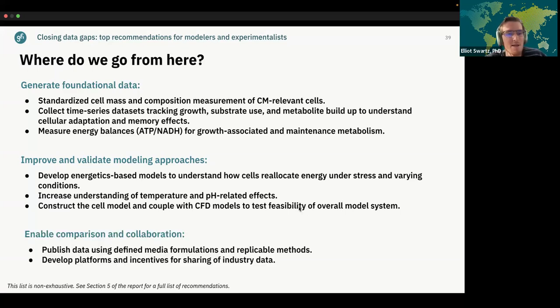Now, enabling comparison between data sets is going to be important. So as we mentioned, using defined media formulations is going to be pretty important. That can get rid of a lot of the noise of serum effects and other effects. We also need replicable methods across labs, especially when we're taking measurements that are perhaps hard or difficult to do in some cases, so that we're all speaking the same language. And certainly a lot of this can be accelerated if we can come up with ways to get industry involved, to create incentives to share data or platforms where sharing data is more amenable to industry or the private sector.